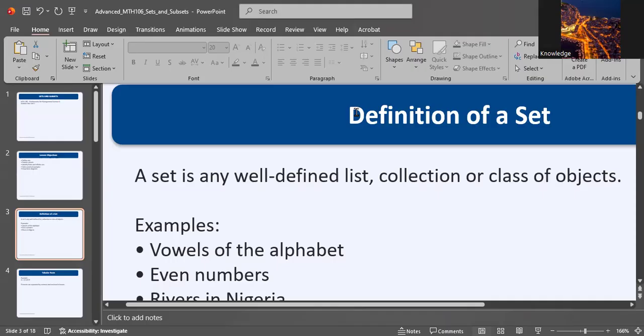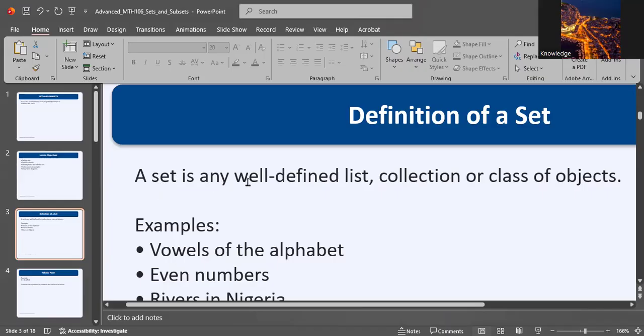Set means the way you arrange things, orderliness, the arrangement of things, the grouping of things. The best word to use is grouping. When you group things for easy access, for you to be able to easily access them, you are talking about a set. So group of things means set. But what is the standard definition because of the exam? A set is any well-defined list, collection, or class of objects. And I'll quickly break it down.